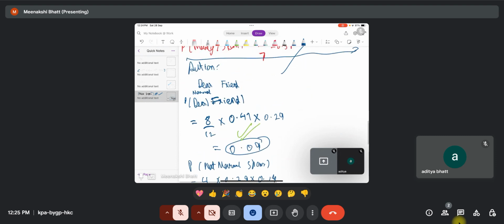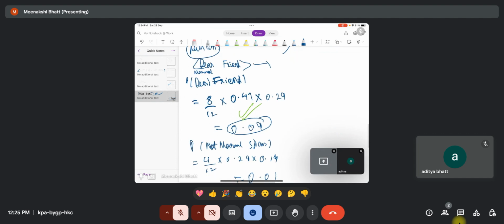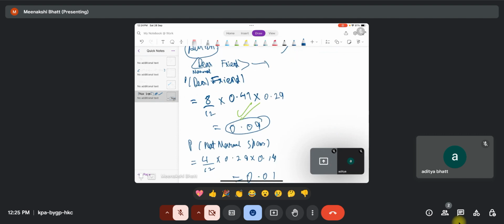Now how does this work? Let's say you have a message which is "dear friend", and you wish to classify that as spam or ham. So how would you do it? First of all, you would compute the probability that it is in the normal class. So how would you do it?